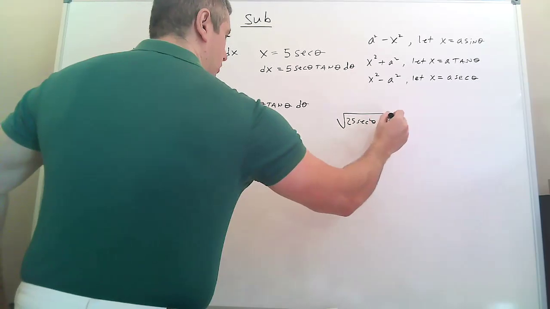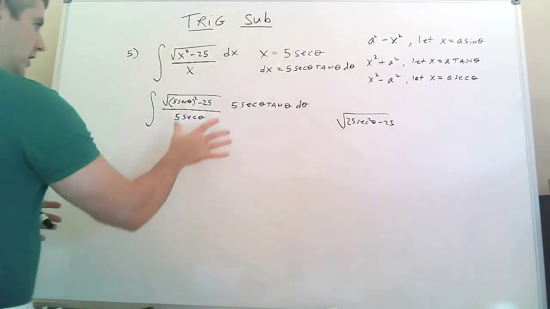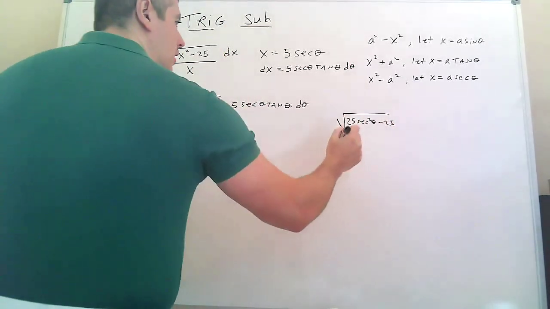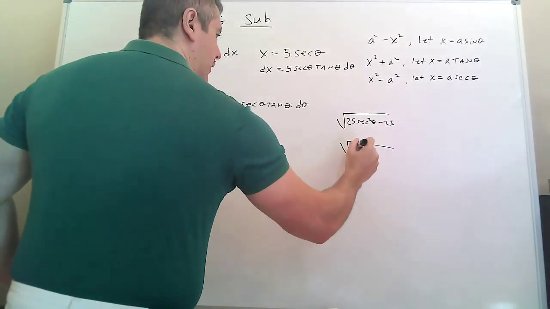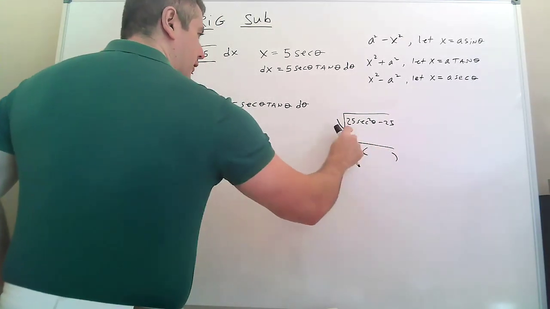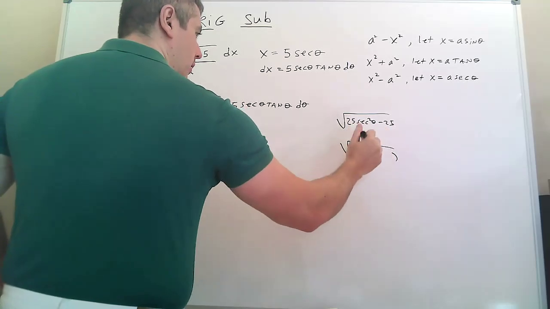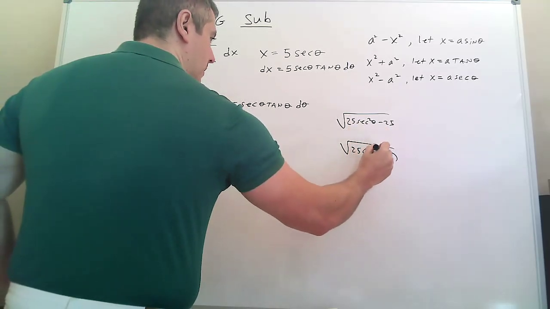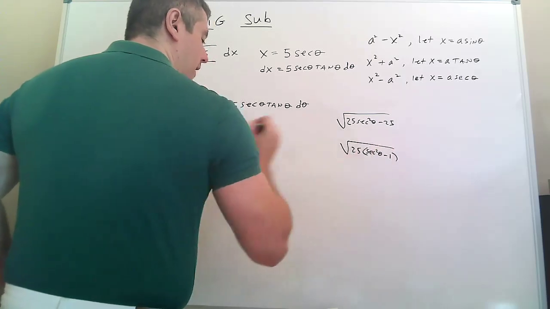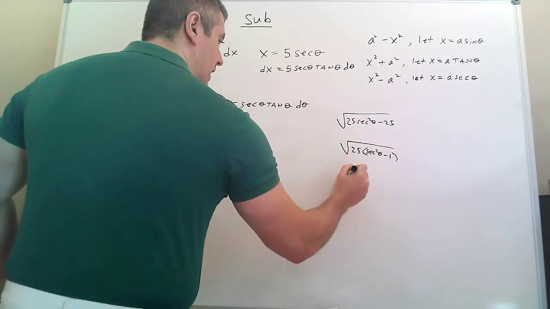You always want to do this on the side, unless you're really sadistic and you want to write this thing 80 times. So then I'm going to factor out the 25 from here and here. When I remove this 25, I get secant squared. When I remove that 25, I get a 1. There's a negative between them.